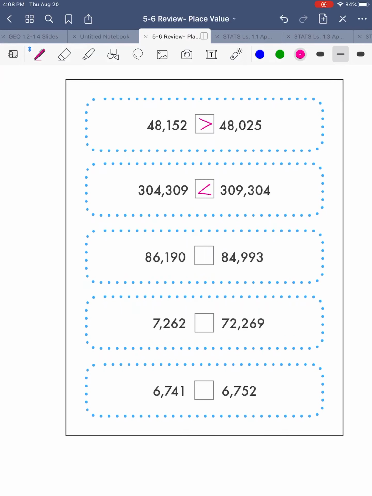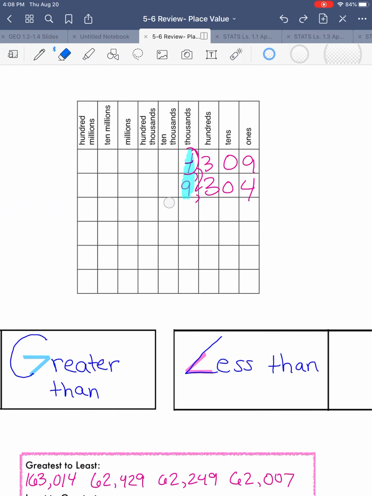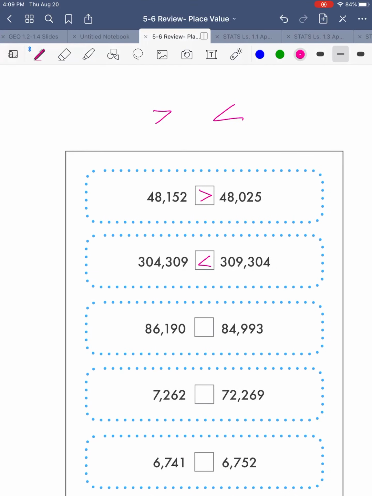86,190 and 84,993. So 86,190, you can see this is in the thousands place, but it's only ones 10,000s. So I'm going to go back to the table and do 86,190, starting in the 10,000s place. Then the other number is 84,000, also in the 10,000s place.